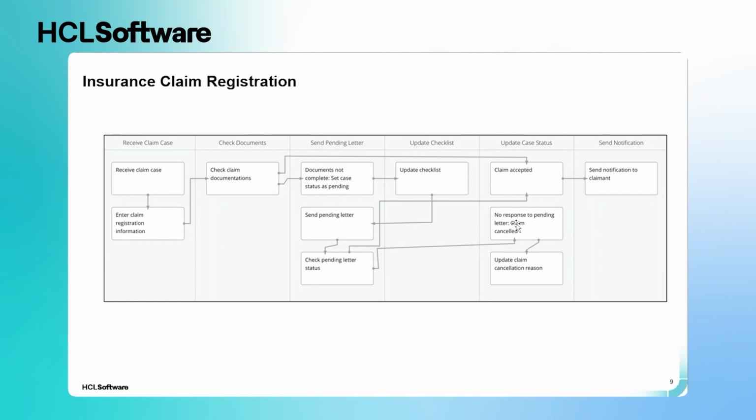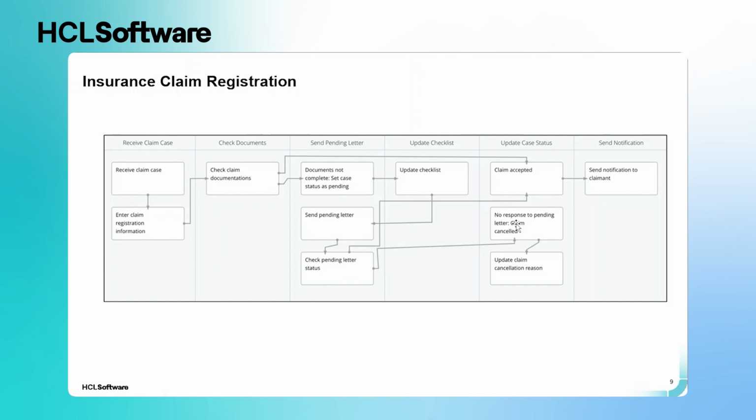A claim case, typically when received, will consist of two parts. So we would have the application form. We would also have all the relevant documentation attached along with the application form. So once the claim case is received, all the claim registration information is captured from the claim case. The relevant documentations are also captured.